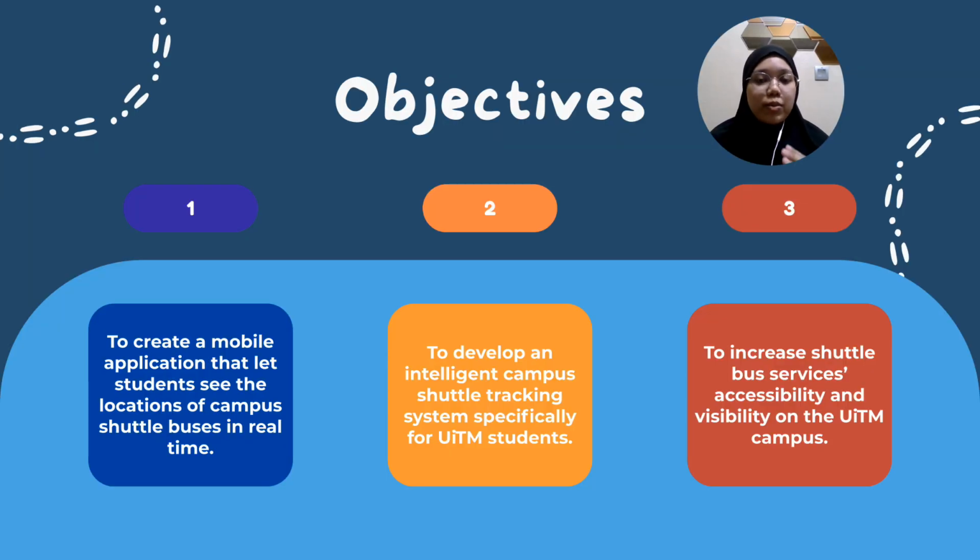Next, the objective of this project is first to create a mobile application that lets students see the location of campus shuttle bus in real time. Second, to develop an intelligent campus shuttle tracking system specifically for UiTM students. And the third objective is to increase shuttle bus services accessibility and visibility on the UiTM campus.